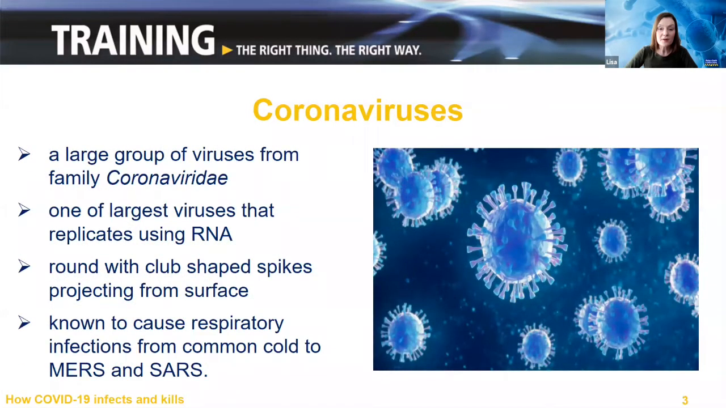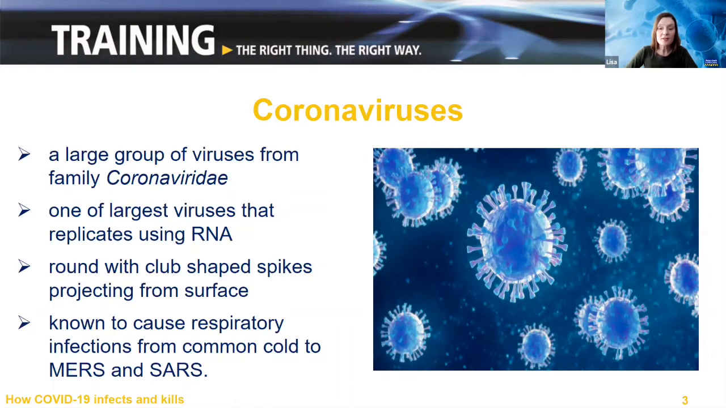Coronaviruses are a large group of viruses in the family Coronaviridae. They are one of the largest viruses identified to date that replicates using RNA. This group of viruses are round, with club-like spikes projecting from the surface, creating an image similar to the solar corona, for which they are so named.